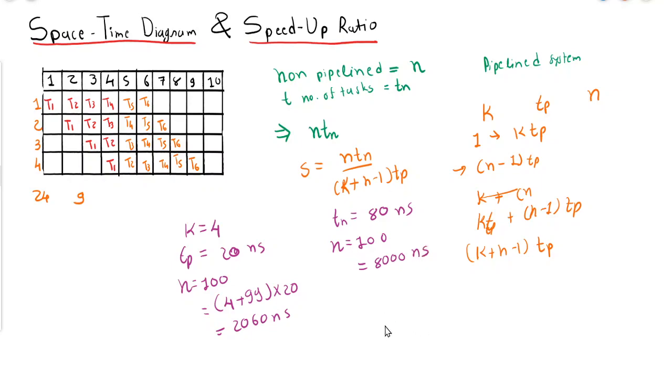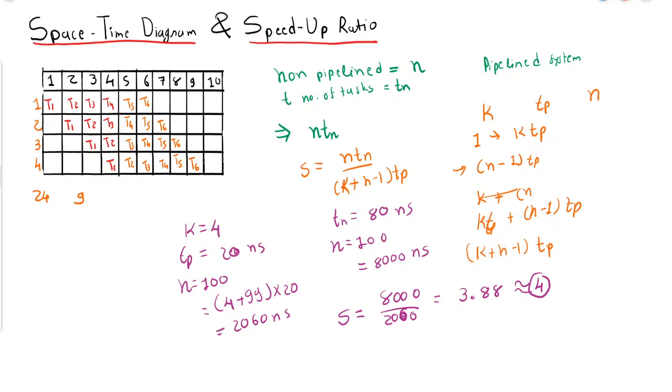So if we find out the speed up ratio, then Tn by Tp, where Tn is 8000 and Tp is 2060. Tn means non-pipeline system and Tp means pipeline system. So the ratio we will get is 3.88. So what we can say is that the pipeline system is almost 4 times faster compared to the non-pipeline system. Clear with this?